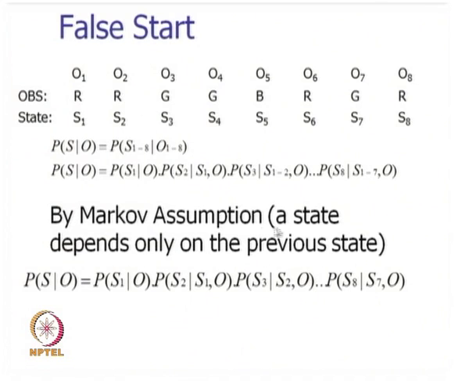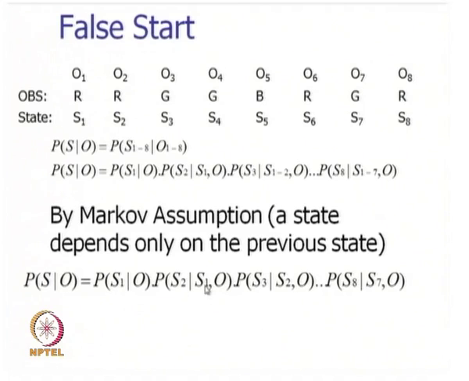So, this is Markov's assumption, a state depends only on the previous state, and what is happening here is that we are making an assumption of Markov state for order k equal to 1. So, this is order 1 Markov assumption, that means only one previous state matters. Similarly, we could have order 2 Markov assumption, where a state would depend on previous 2 states.